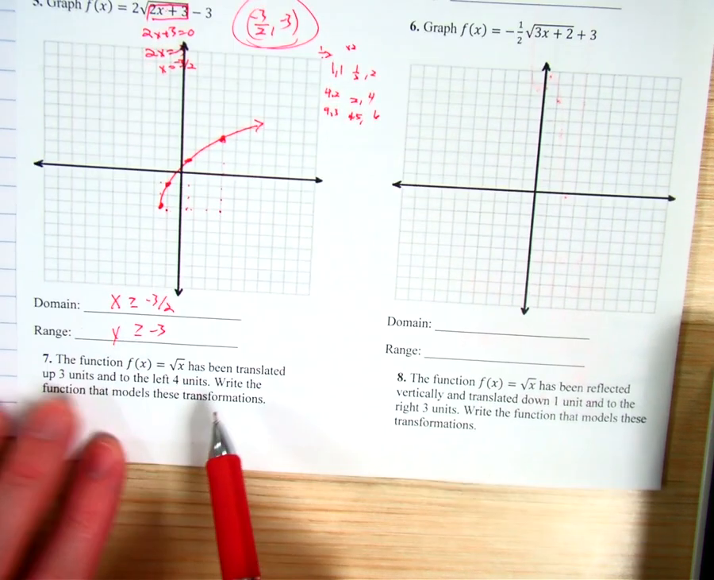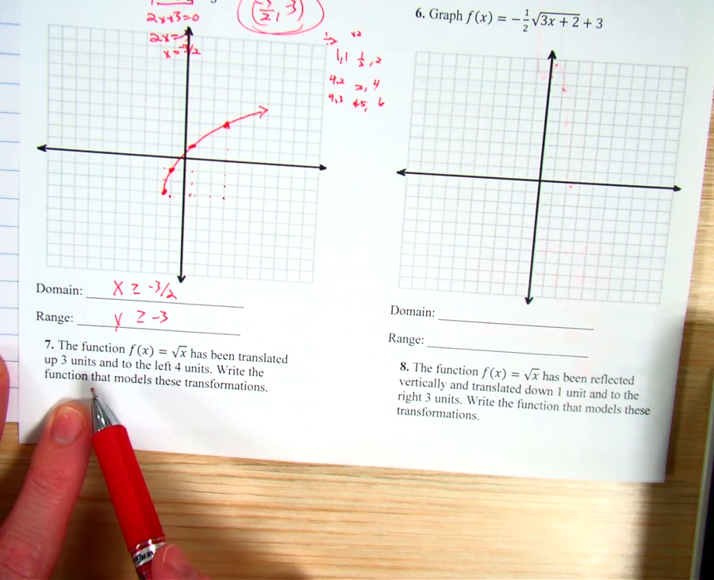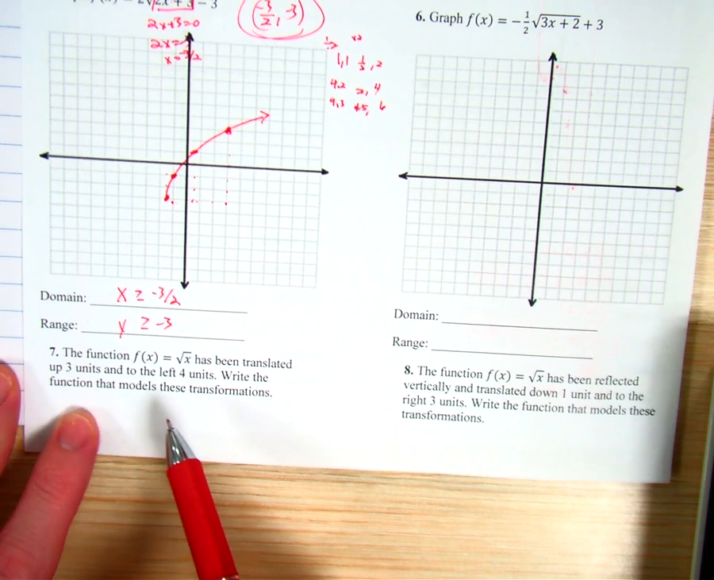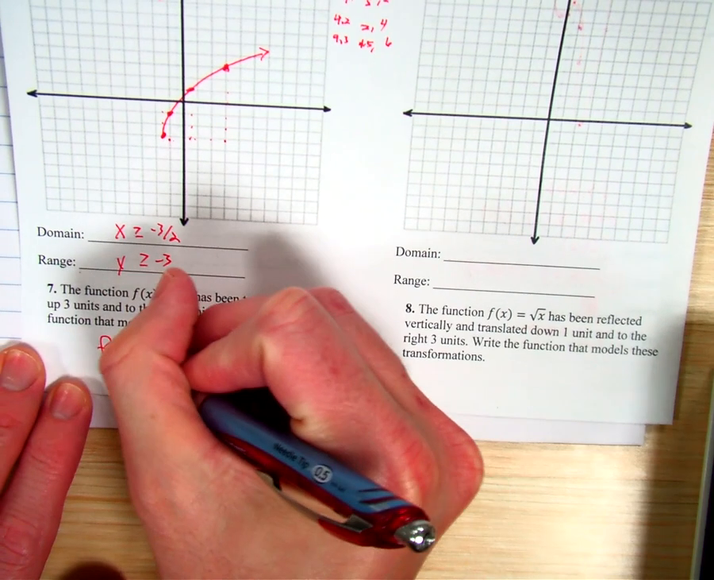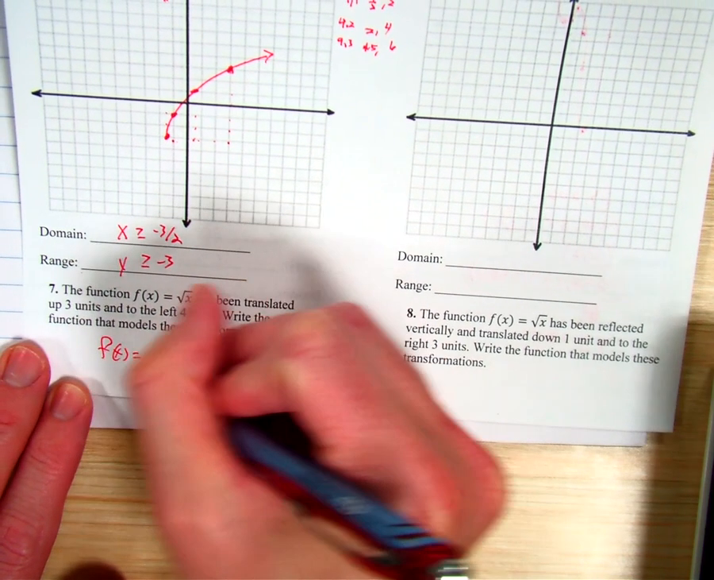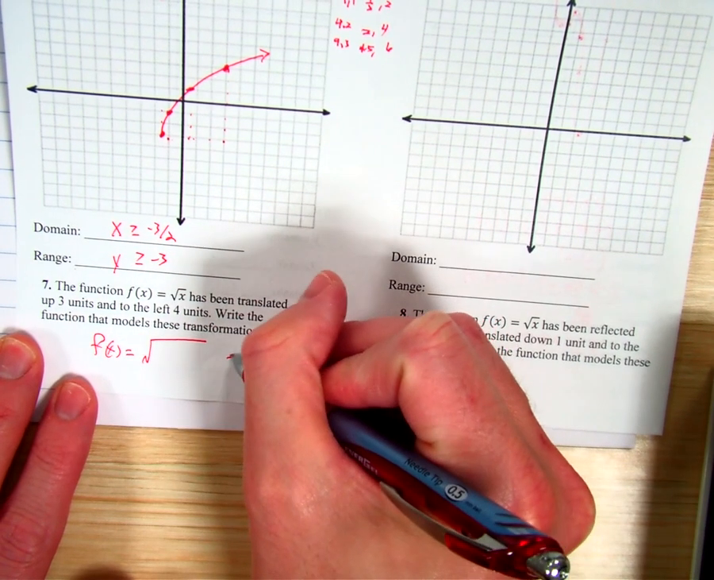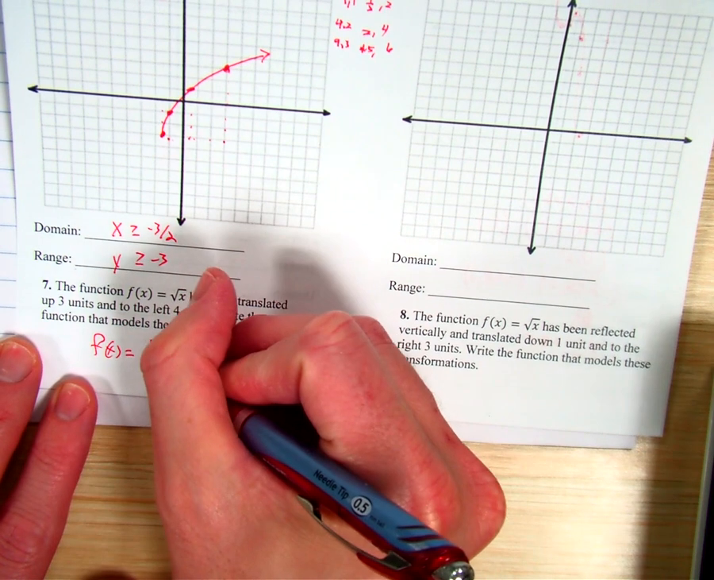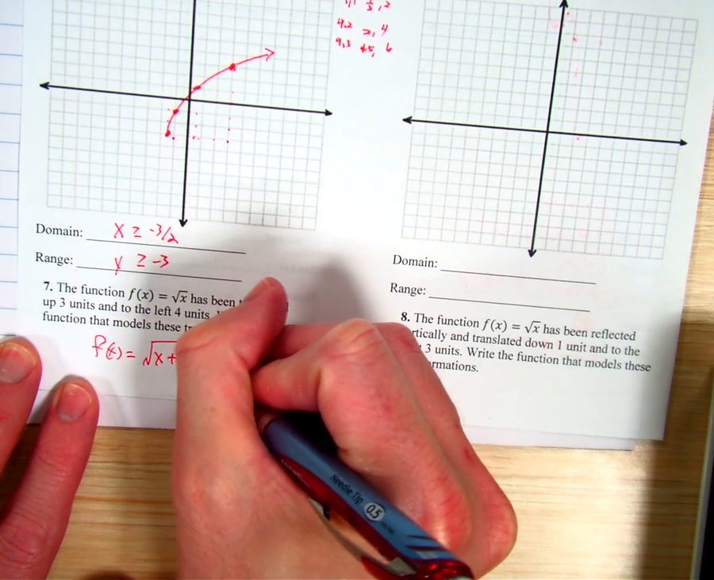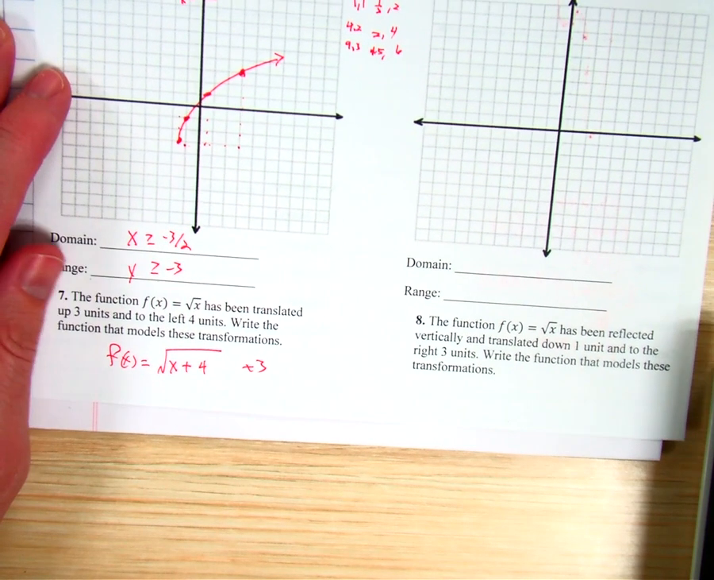And our last one that we're going to look at here today together, the function f of x equals the square root of x, has been translated up 3 and left 4. How can we write that as an equation? So up is going to be on the outside. And again, guys, you're going to have to write this f of x, function notation. Up is on the outside, so plus 3 on the outside. Left 4, x plus 4. Oops, almost lost it.